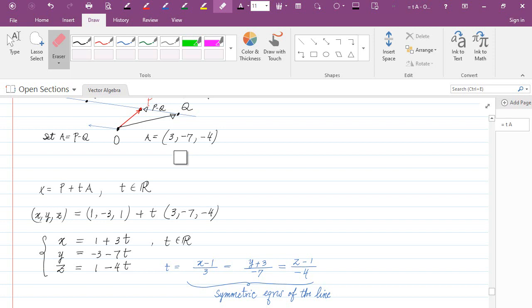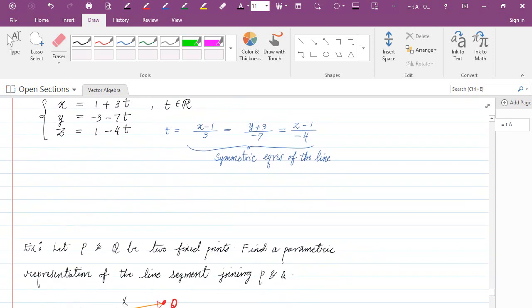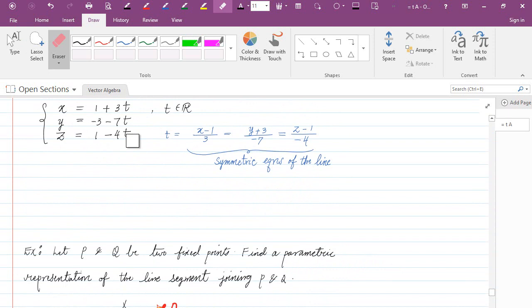Again, what I'm saying is that if you are given the parametric equations of a line, and if you are asked to find a vector parallel to the line, then you can find the parallel vector by forming a vector with the components equal to the coefficients of the parameter t.